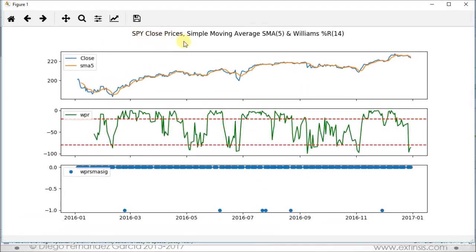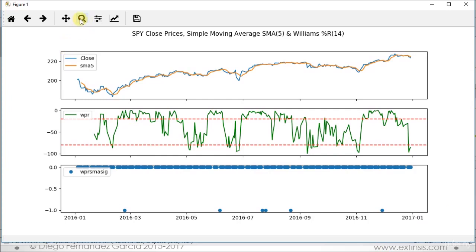So here we have SPY close prices, simple moving average SMA 5, and Williams percentage R for 14 days. At the top we have our close prices with their simple moving average as that orange line. Below we have our oscillator, Williams percentage R, and corresponding thresholds as red dotted horizontal lines. And at the bottom we have our strategy signals. Notice we only have 0, which is do nothing, -1, which is sell. We don't have any ones, which are buy signals in this strategy. They share the horizontal axis of dates from the beginning of 2016 to the beginning of 2017.